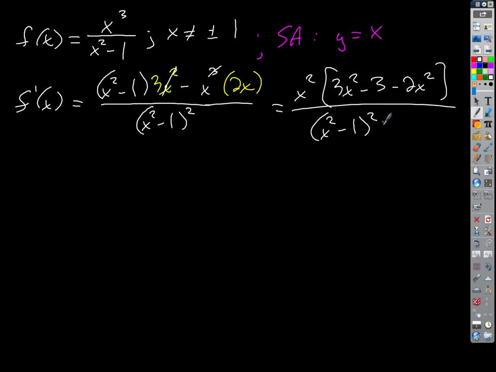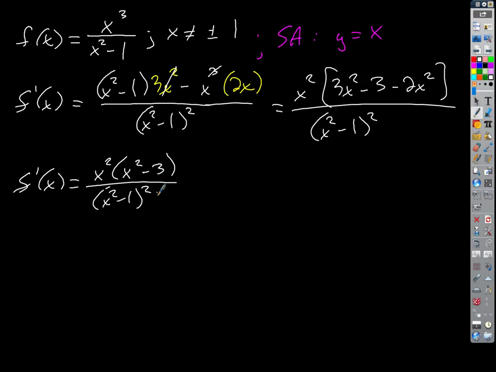Did I do all that right? I think so. I did. X squared minus 3, because I get 3x squared minus 2x squared, they combine. So my first derivative then, in factored form, looks like x squared times x squared minus 3 over x squared minus 1 squared. Okay? All right, so there's the first derivative.